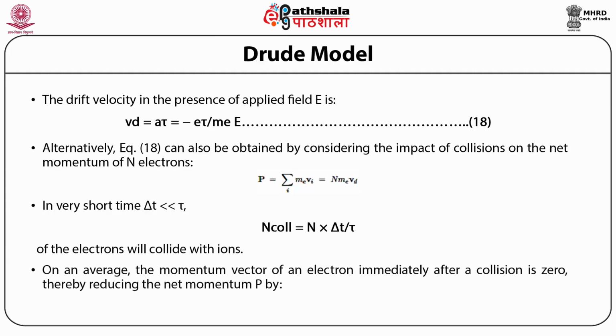On an average, the momentum vector of an electron immediately after a collision is zero, thereby reducing the net momentum p by minus delta p_col, which is equal to N_col divided by N into p. This is equal to delta t by tau into p. This is represented as equation 20.